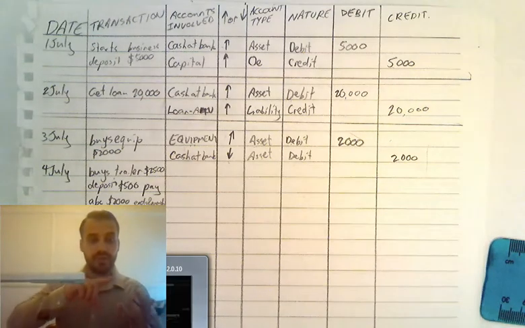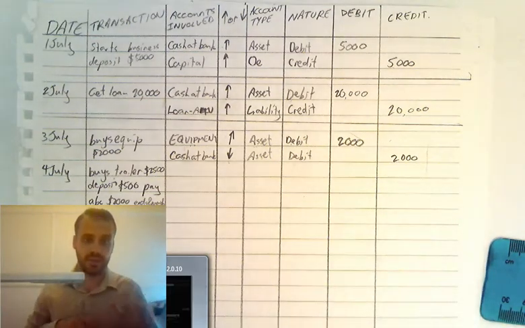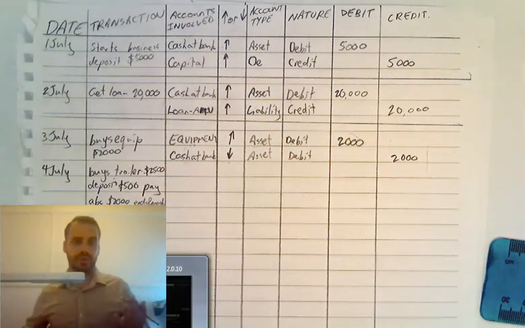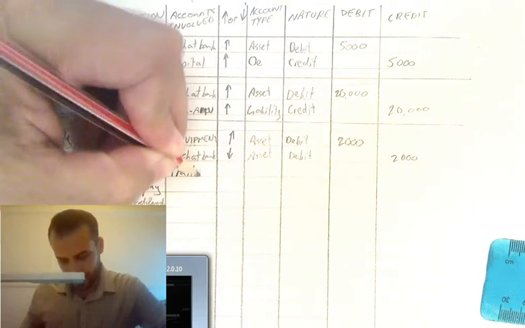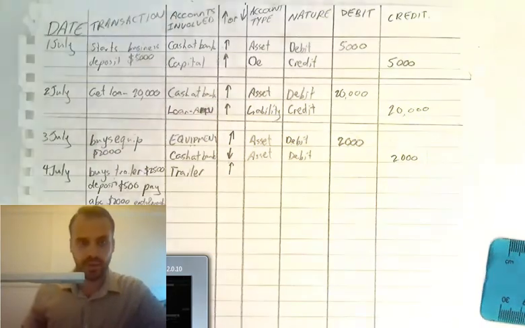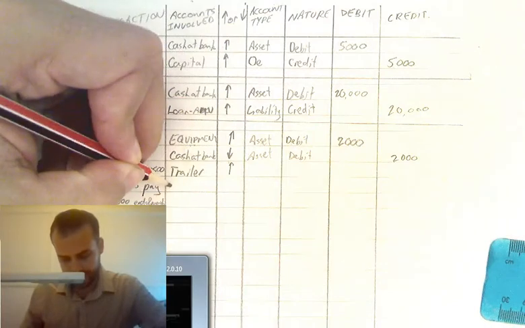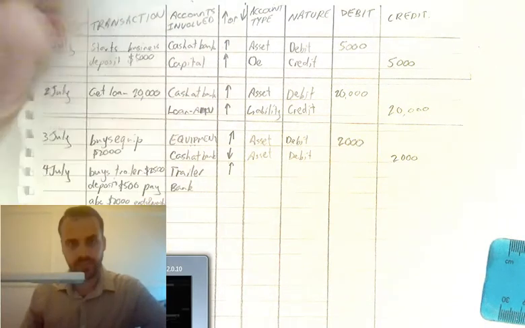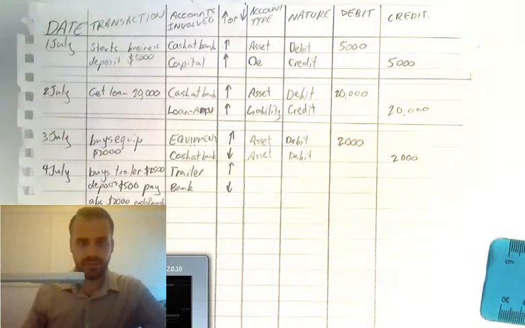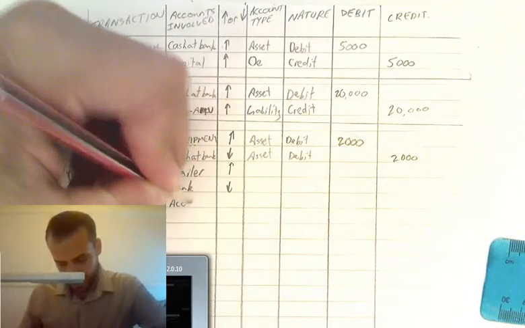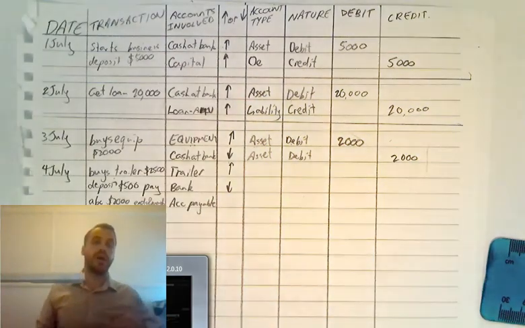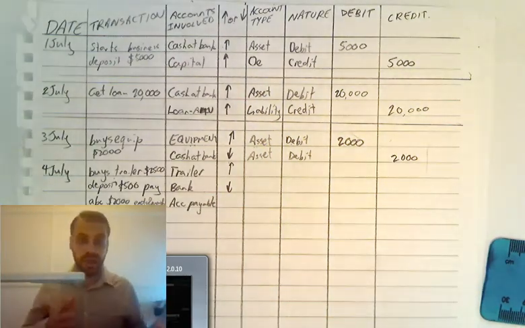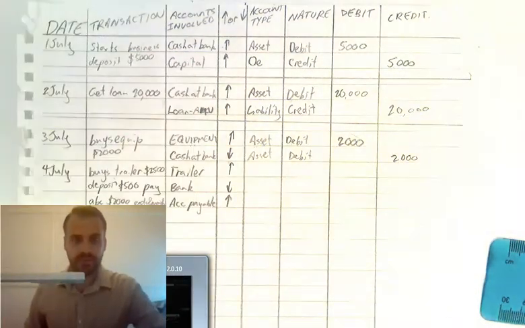So there's going to be three accounts here. You don't have to have just two, sometimes three or more are involved in a transaction. First thing, our trailer account is going to go up. Our bank account is going to go down. And our accounts payable, careful here, our accounts payable are going to go up. Before we didn't have any accounts payable. Now we have $2,000 worth of accounts payable. So accounts payable are going up here.